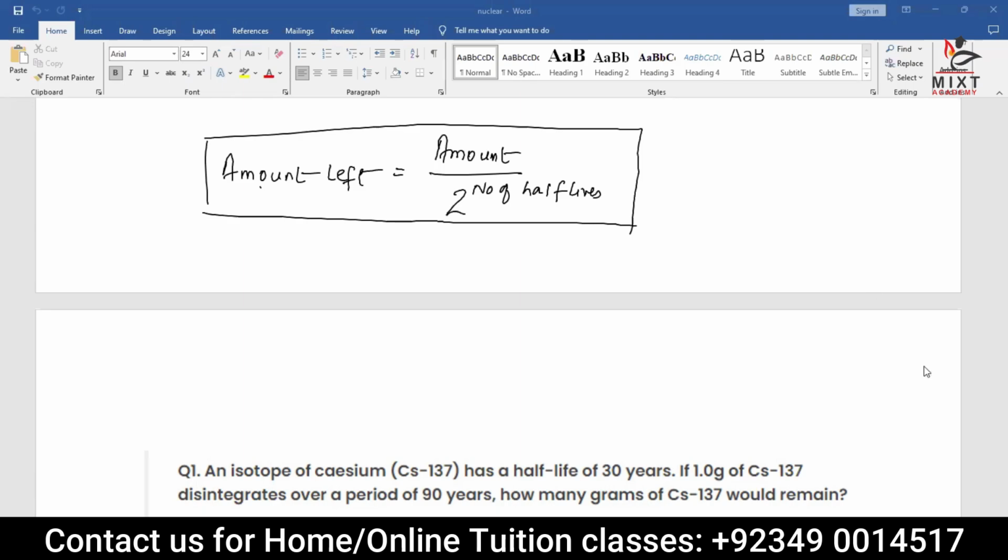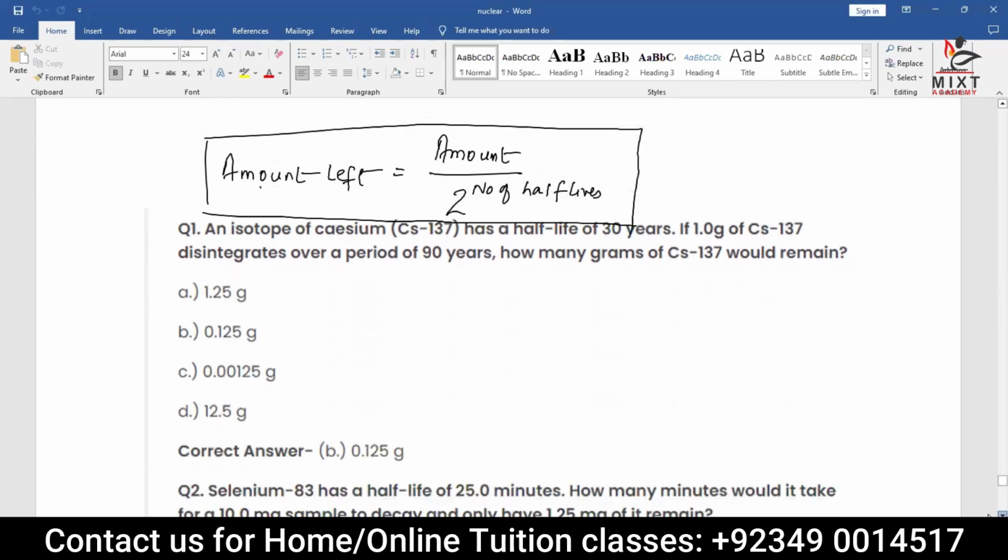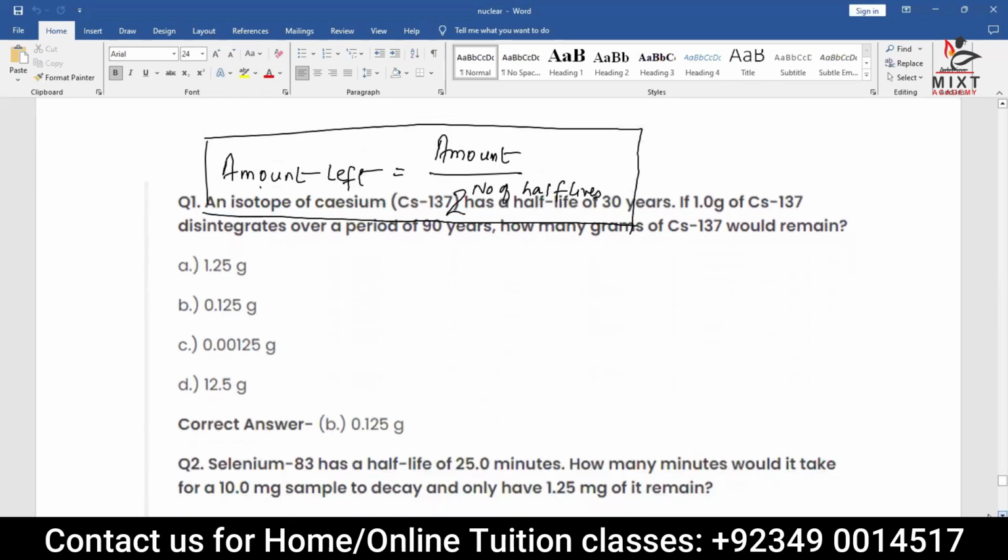Now there are different versions coming in this question. Check it out. This one is absolutely right: 0.125. Now check this one. Selenium-83 has a half-life of 25 minutes. How many minutes would it take for 10 milligrams of sample to decay and only have 1.25 milligrams of it remain? Now everything is given, but they are asking you the total time. How will you solve it now?